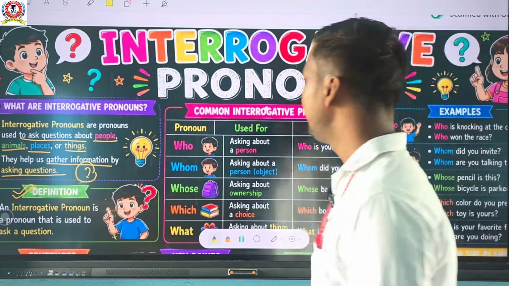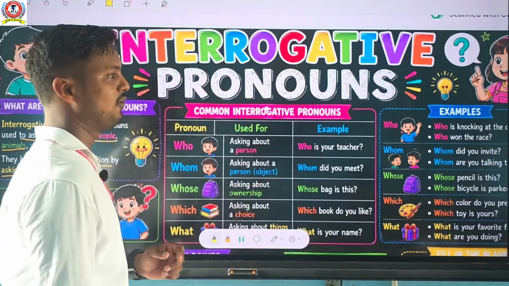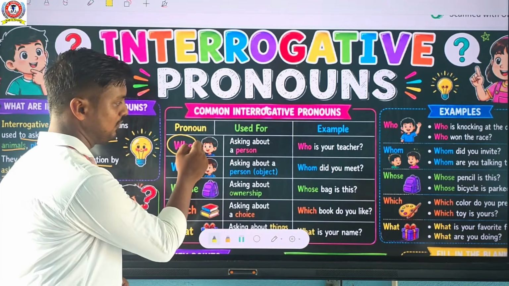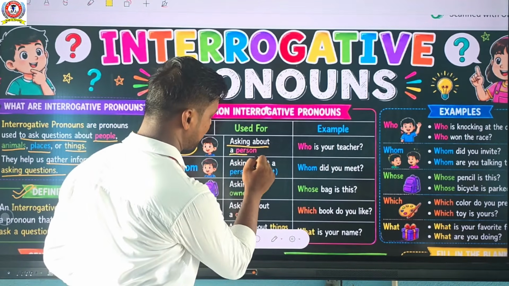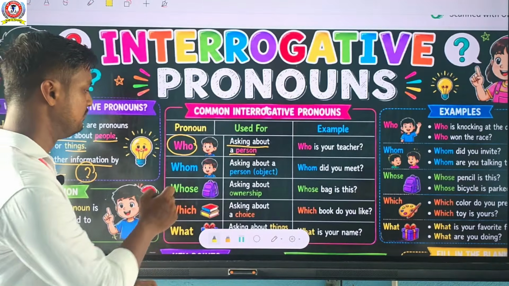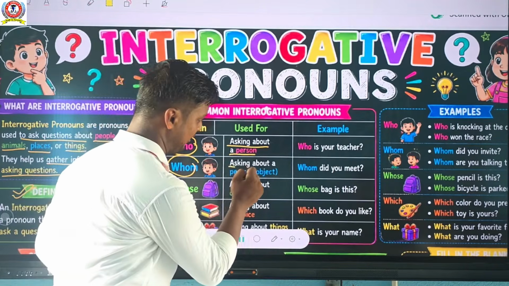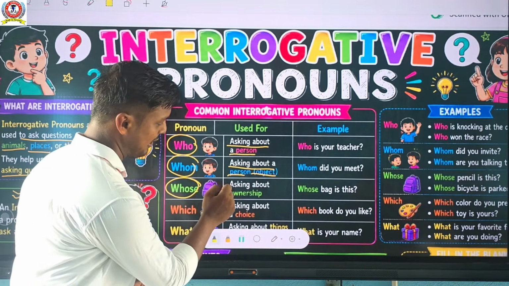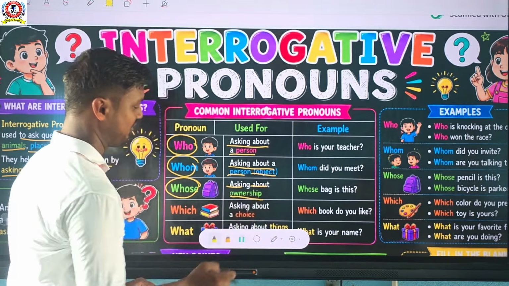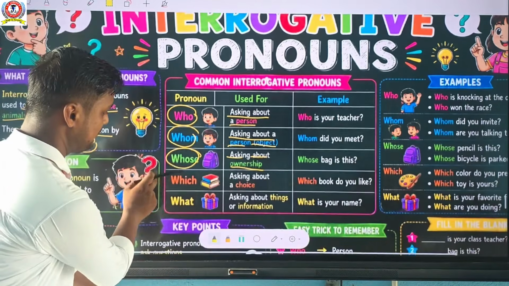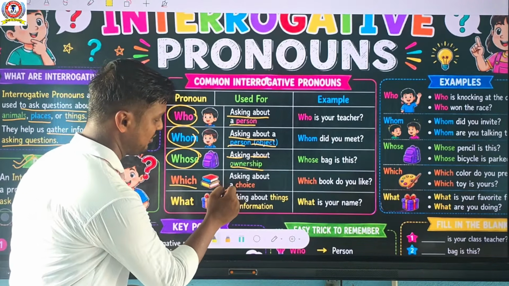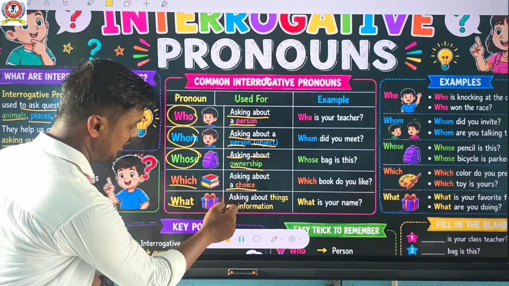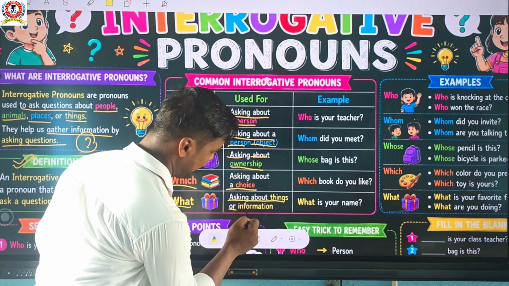So, common interrogative pronouns. What are the common interrogative pronouns? First we have who. Who is used for asking about a person. Whom is used for asking about a person as an object, and whose is used for asking about ownership. Which is used for asking a choice, and what is used for asking about things or information.